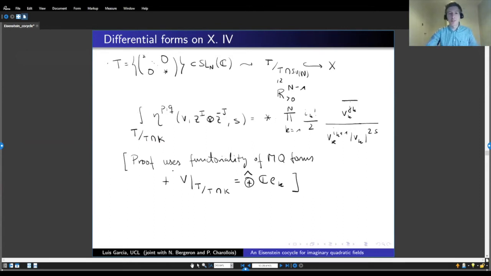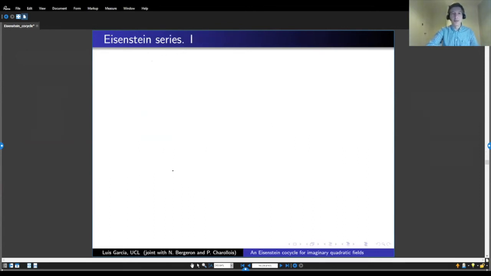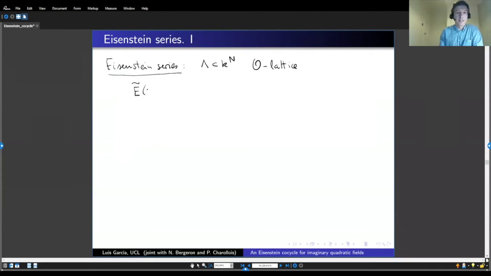Okay, so that's what I want to say about these forms. And now let me move on to Eisenstein series. To define this Eisenstein series, you pick a lattice, an O-lattice in K^n, and I'm going to define the tilde of that lattice to be given by taking the form I just described and averaging over the lattice.